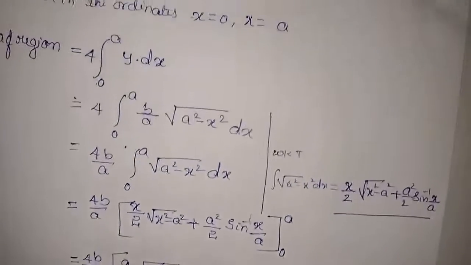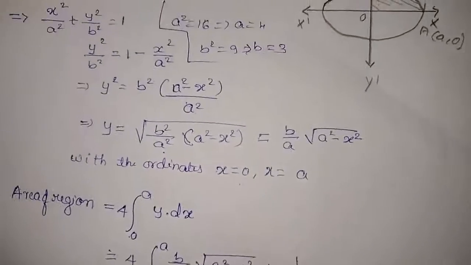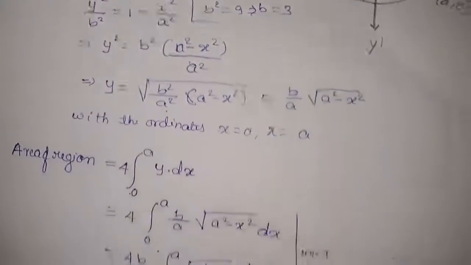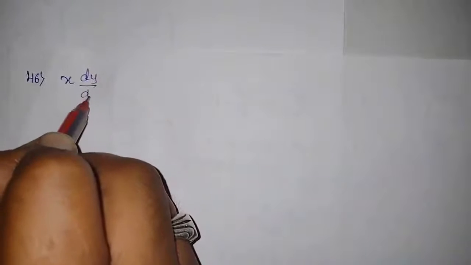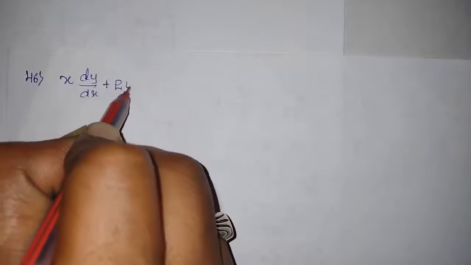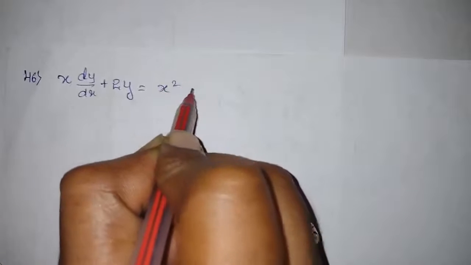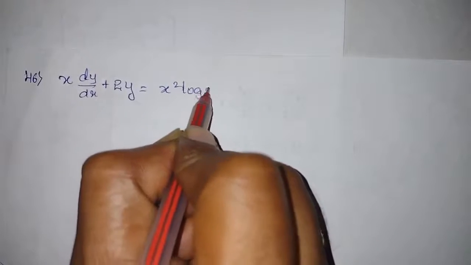Next we go for another question, question number 46. Clear? Find the general solution of the differential equation x dy by dx plus 2y is equal to x square into log x. This question is in the chapter differential equation. So x into dy by dx plus 2y is equal to x square into log x.